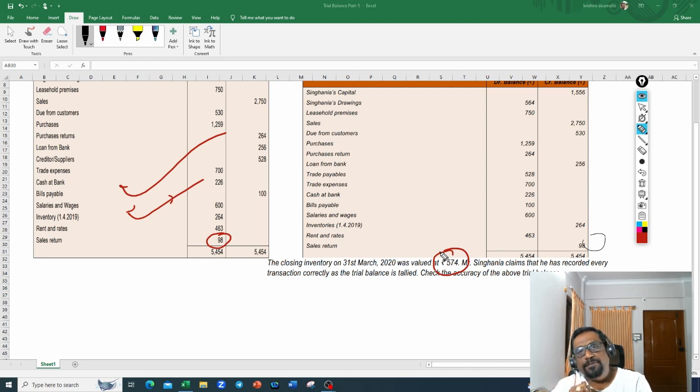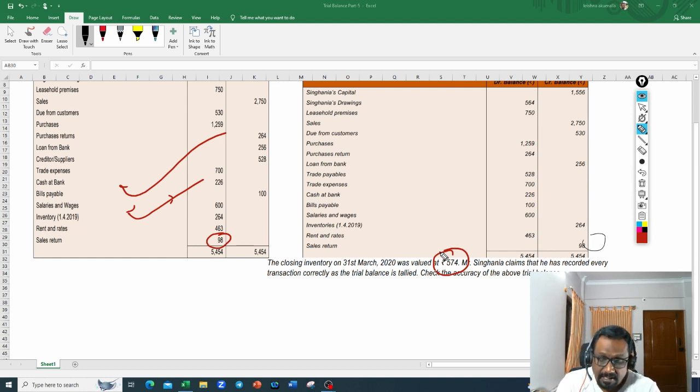Where from you get the closing inventory? You get the closing inventory either from the opening balance or from the purchases. So if the closing inventory is already part of the opening inventory and purchases, and if you show that also in trial balance as a debit balance, what will happen? It will be double accounting. So you should not show that because it is already part of opening balance and purchases.